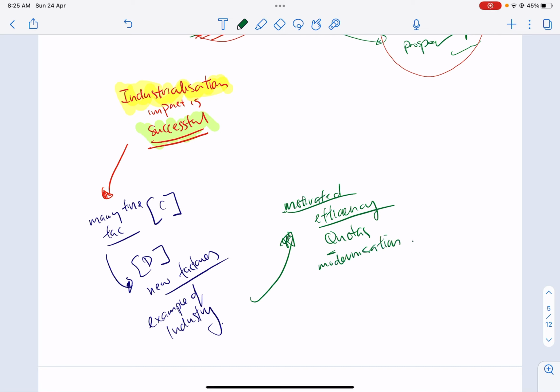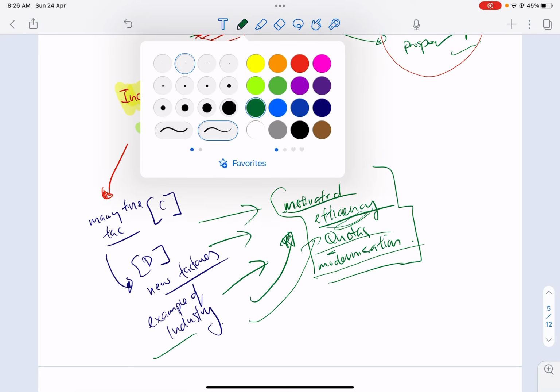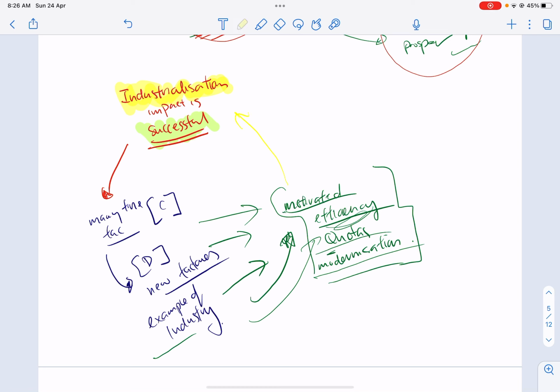This is my conclusion, my implication based on the evidence that I see, right? So I see new factories. Oh, probably means that people are motivated. I see the Russians are an example of industry. Oh, it means that they are super efficient. They managed to meet all their quotas. They managed to modernize Russia to where it needs to be. And therefore, if you see all these things happening, it clearly goes back to the main point, to imply that industrialization is indeed successful.